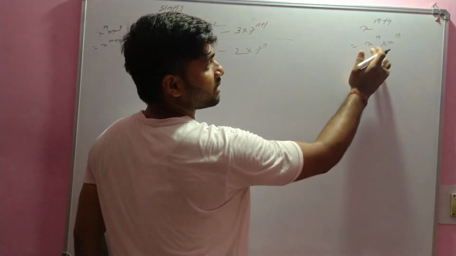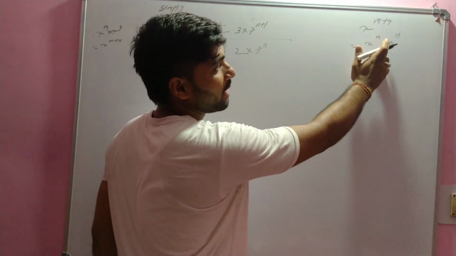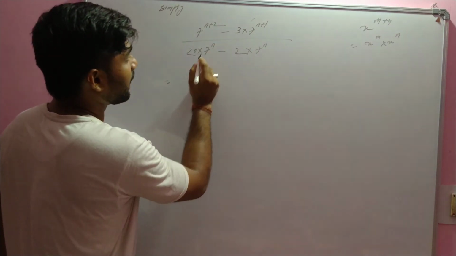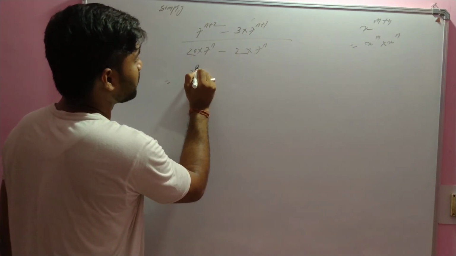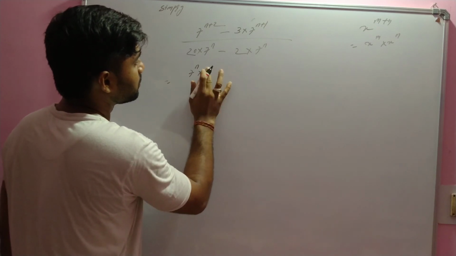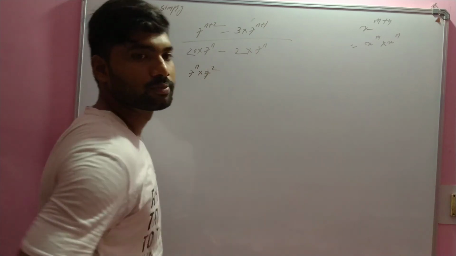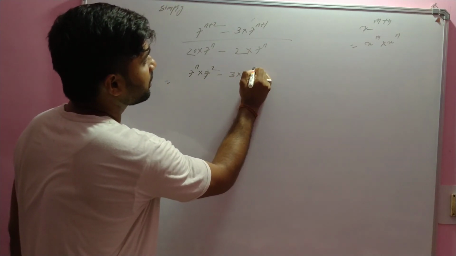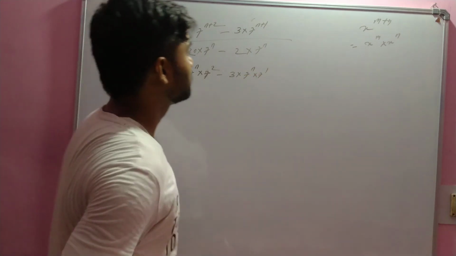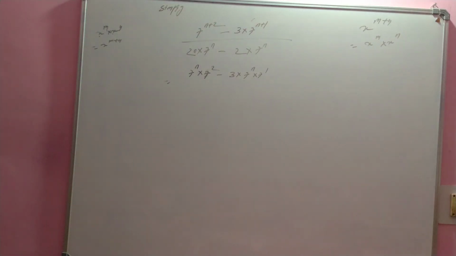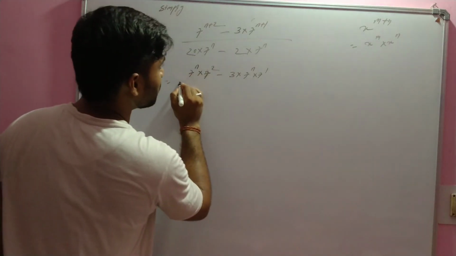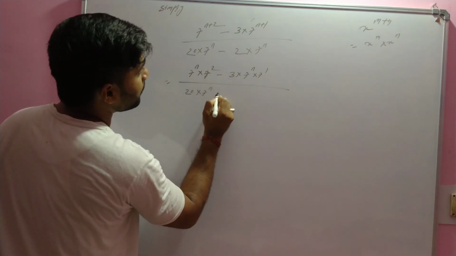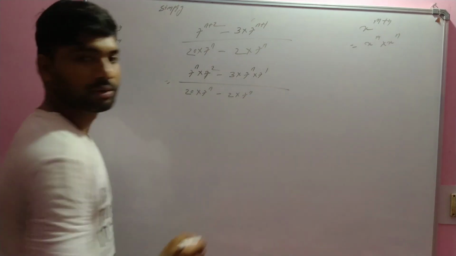X to the power m plus n is simply expressed as x to the power m into x to the power n. Do you have a doubt? No, sir. So 7 to the power n plus 2 means 7 to the power n into 7 to the power 2. Okay, minus 3 into 7 to the power n into 7 to the power 1. Very good. Then here it may be written as 20 into 7 to the power n minus 2 into 7 to the power n.